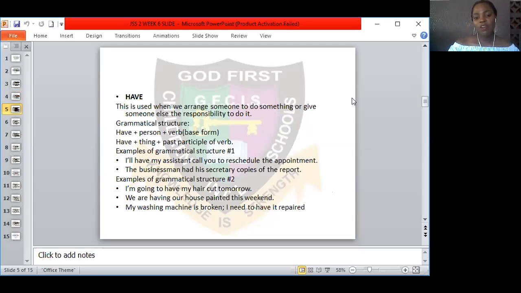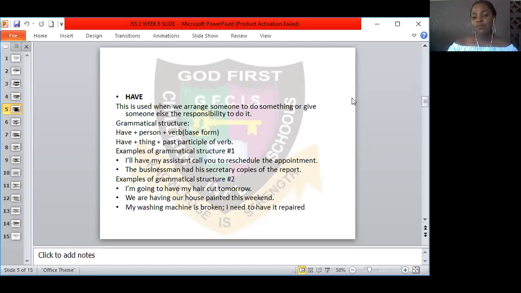Now, what is the grammatical structure of have? Have has two major grammatical structures. The first is have plus person plus the base form of the verb. While the second structure is have plus thing plus the past participle of the verb.